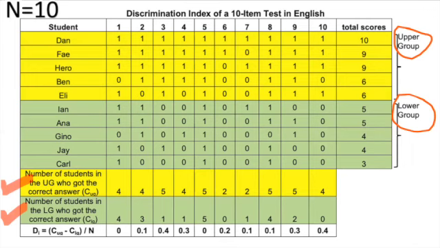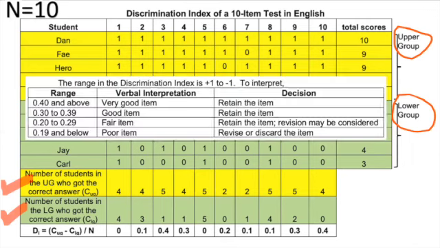Take note that the range in the DI is +1 to -1, and to interpret, please refer to this. So if the discrimination index is 0.4 and above, it is a very good item, kaya dapat i-retain ito. Pag 0.30 to 0.39, it is a good item, dapat ding i-retain. Pag 0.20 to 0.29, it's a fair item. Pwedeng retain, but revision may be considered. Pero pag 0.19 and below, guys, it's a poor item, so revise or discard it.